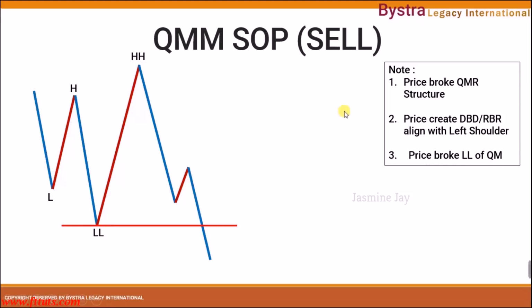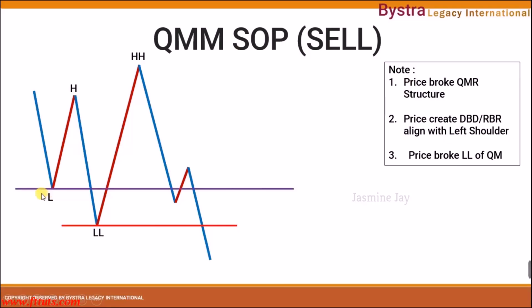So first, remember guys, the price has to break the QMR structure, which it already has now. Second, it has to create a drop base drop structure for sell. And third, you have to break the lower low of the QM, which is the head of the QM. So once these three are available, then we can look for the sell setup of QM manipulation.